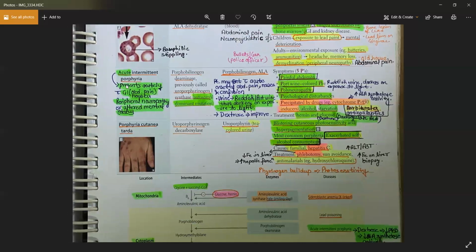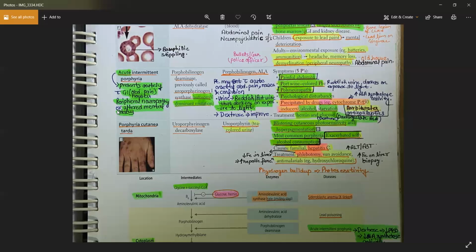It is an autosomal dominant mutation in the enzyme porphobilinogen deaminase. As a result, you'll have a high level of porphobilinogen and a low level of coproporphyrin 3. The symptoms will be intermittent and acute in onset. The symptoms will be GI pain. Of course, you will get nausea, vomiting, abdominal pain. You will get peripheral neuropathy and altered mental status.